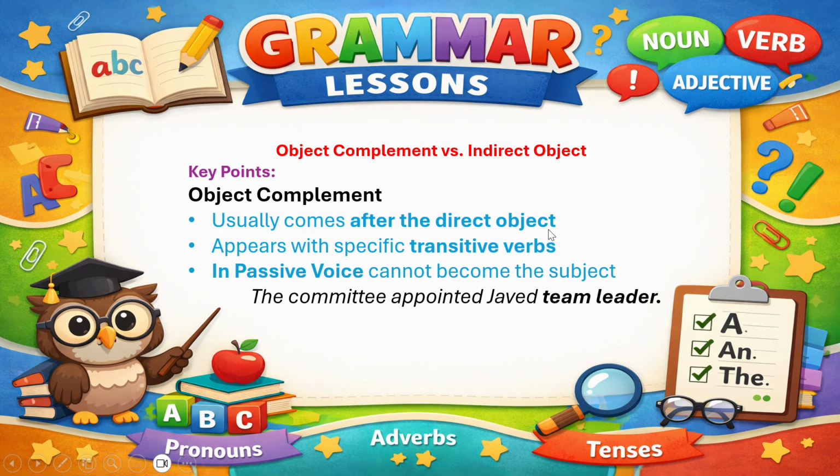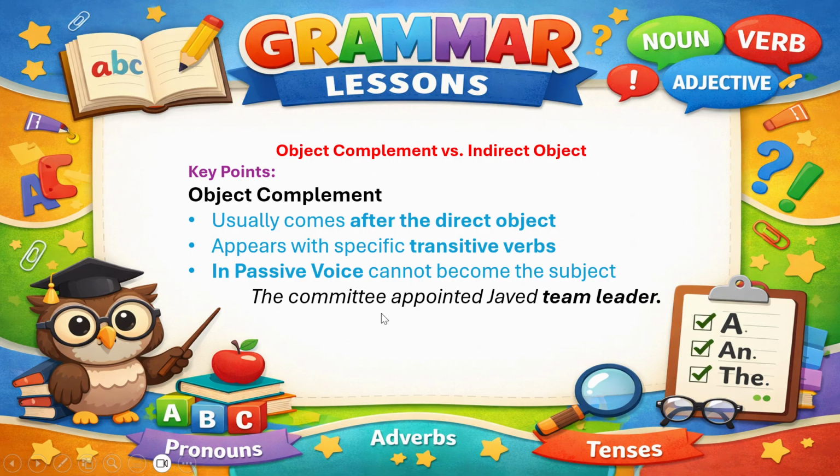Transitive verb. The complement usually comes after the direct object, but if the complement is used as an adjective before the object, that is another scenario. But usually it comes after the direct object, and it is used with specific, not all, specific transitive verbs. And the last point is very important. It is that the object complement cannot become the subject of the sentence when we change the sentence into passive voice.